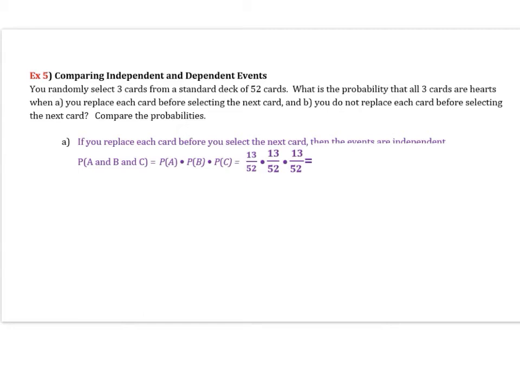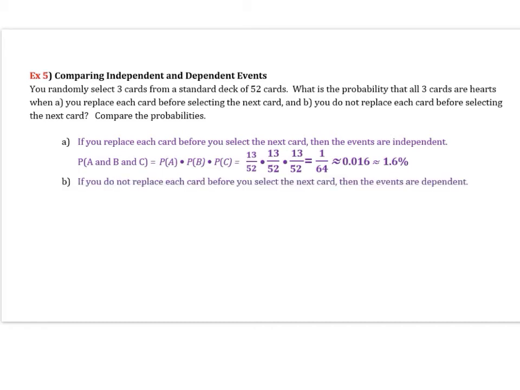So that means there are 13 possible hearts in a deck of cards. And I'm putting the card back, so that means I still have a total of 52 in the deck each time I draw a new card. So when I multiply all this together, it simplifies to 1/64, which is decimal 0.16, approximately 1.6%.